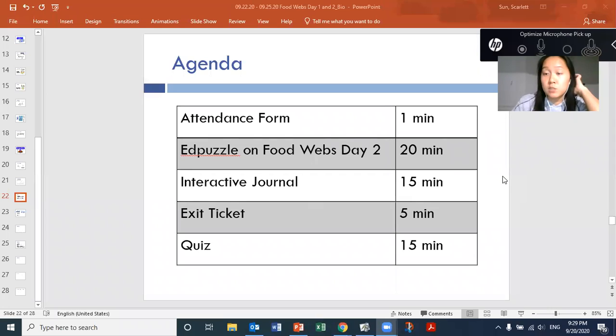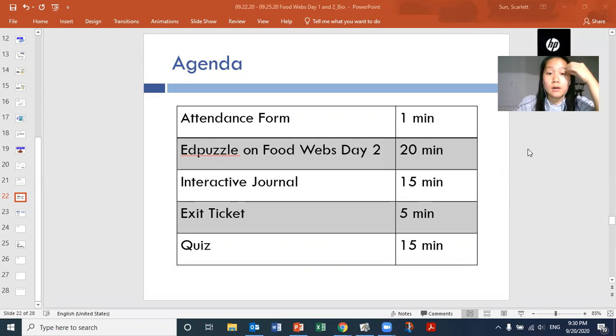So again, first things first, make sure that you take your attendance by doing your attendance form. Second thing, you're gonna be on this video, obviously. If you need to do your attendance, you can pause and then go back and do your attendance. And then you're going to do your interactive journal, finish that up, make sure you turn it in when you're done, do your exit ticket for today's lesson, and then lastly, there is a quiz, and in the instructions on the Google Post, it tells you how to get to it.